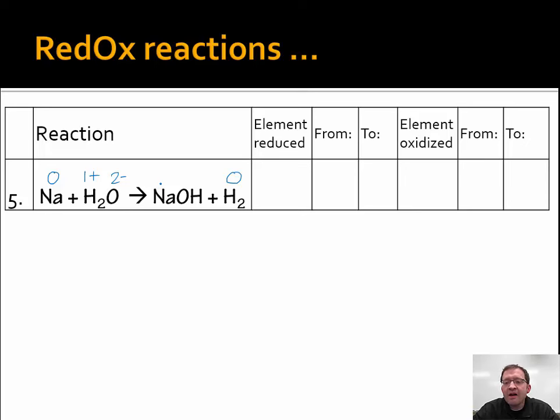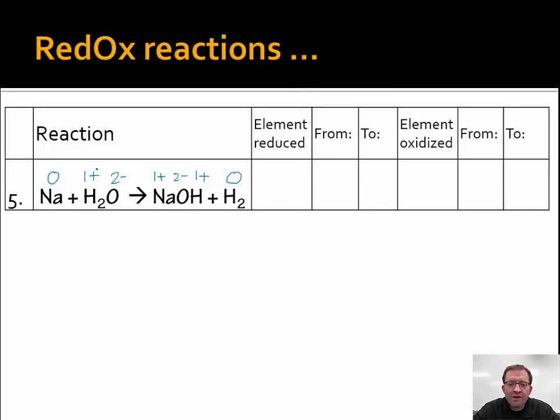And in sodium hydroxide, there are no surprises either. Sodium in a compound tends to take on a +1 charge, oxygen a -2, and hydrogen a +1. And when we put all those together, +1, -2, and +1, sodium hydroxide is neutral, just like we'd expect. Comes in at 0. So which element is being reduced?